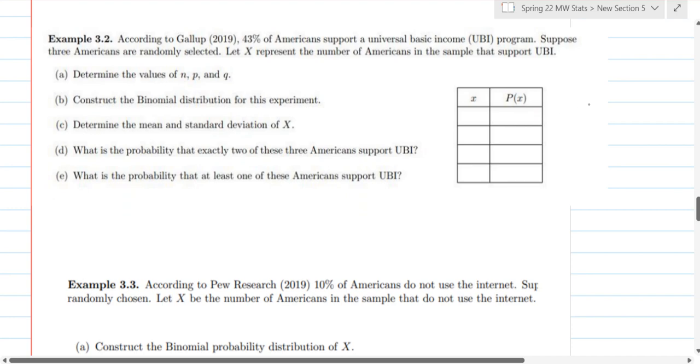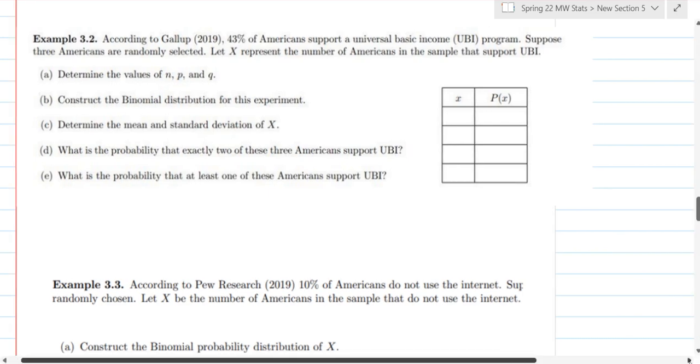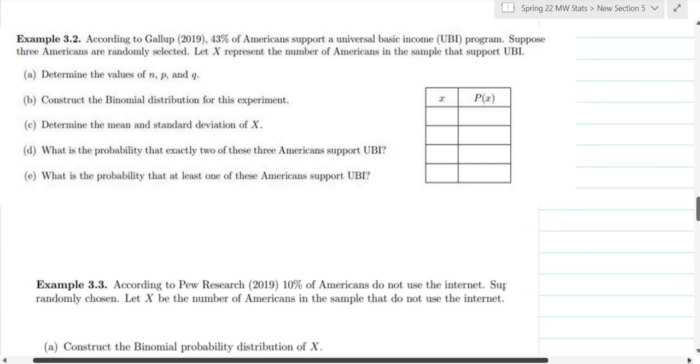All right, so we have, according to a Gallup poll, 43% of Americans support a universal basic income program, UBI. Suppose 3 Americans are randomly selected. Let X represent the number of Americans in the sample that support UBI. All right, so first we're going to determine the values of N, P, and Q. So N is the number of trials, which is how many people I am looking at. So I'm selecting 3 Americans.